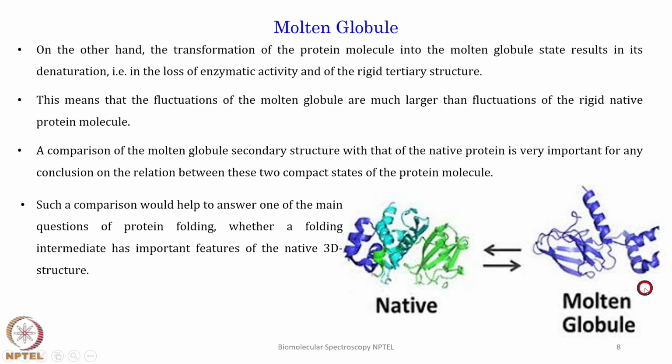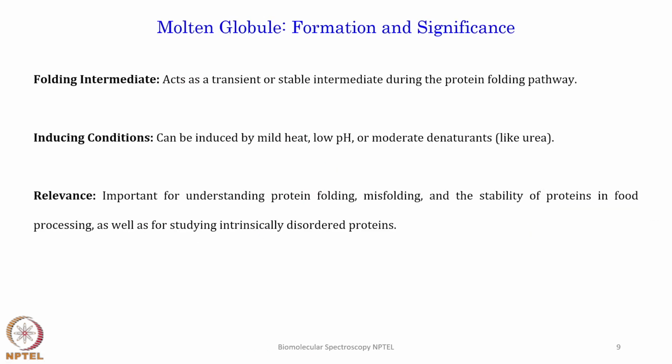because the hydrophobic interactions are broken. Comparison of the globular secondary structure of a protein is important, and it has a relation to the compact state of the protein. Such a comparison would help answer whether the protein is folding correctly or whether the enzyme is losing its activity, if we can identify these molten globule states, right.